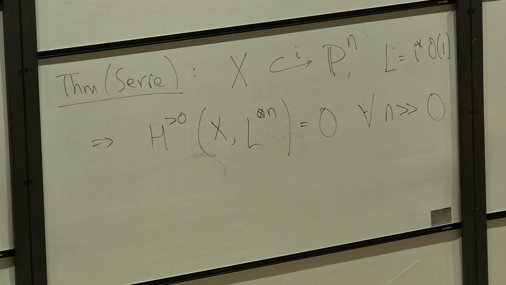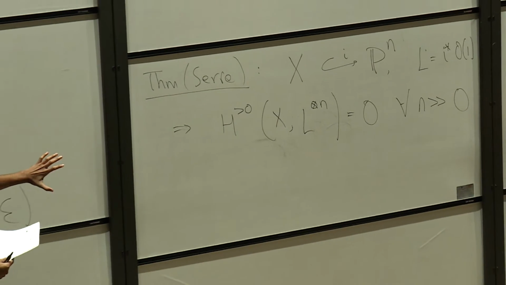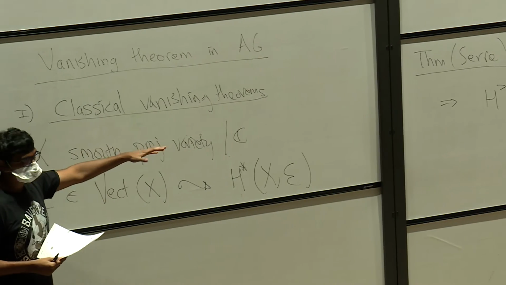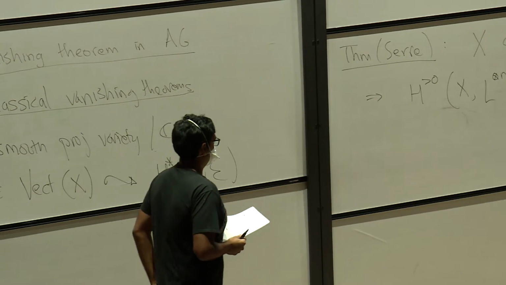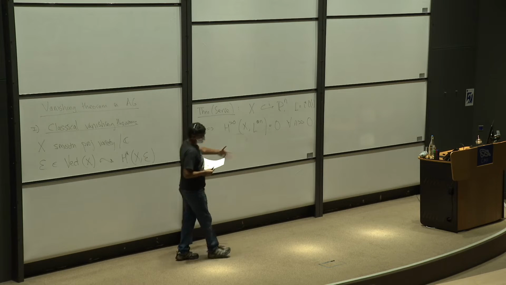So maybe I should just make some comments about this. This is not a super deep theorem nowadays. First of all, it has nothing to do with the complex numbers. There's a version of this. I mean, the same statement is true over any field or even any ring or whatever generality you want to work in. It's a purely algebraic statement, and it has a purely algebraic proof.